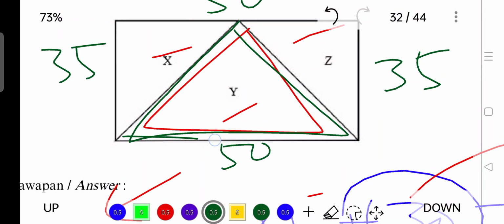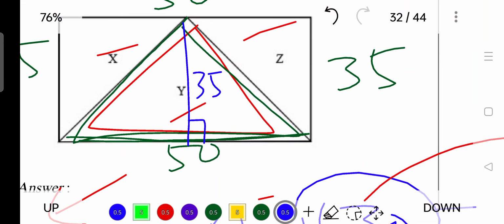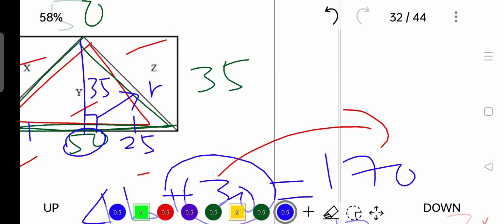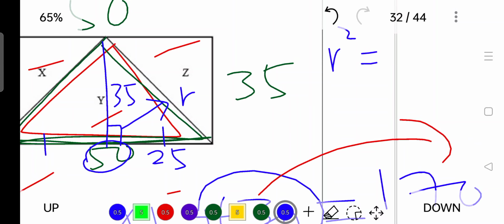All right, so if here is 50, what will here be? Definitely the same as this, which is 35, right? So it'll be a right angle triangle, and if I divide this 50 by 2, I get 25. So what is the value for R? Maybe. Okay, let's look at R. This will be R square. Do I actually have to find R?